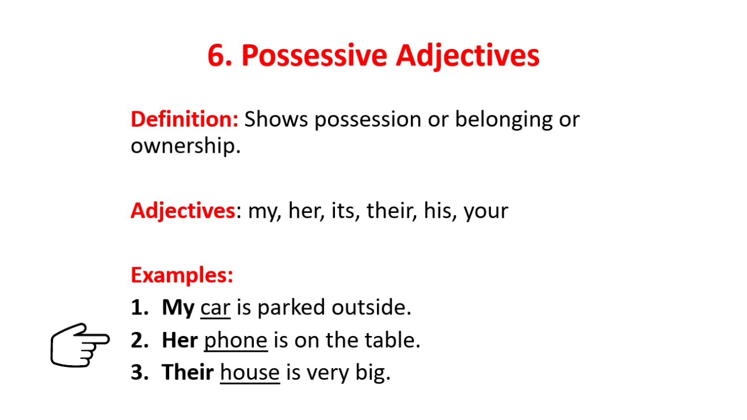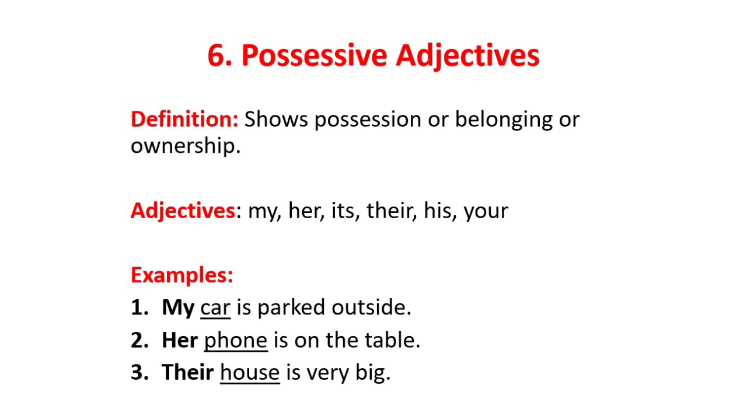So here we are showing the possessiveness, here we are showing the ownership. So it is also possessive adjective. Now see the last example, their house is very big. Here their house means we are showing the ownership again. That is the reason it is possessive adjective. And here house is a noun and we got "their" before a noun. So it is possessive adjective.